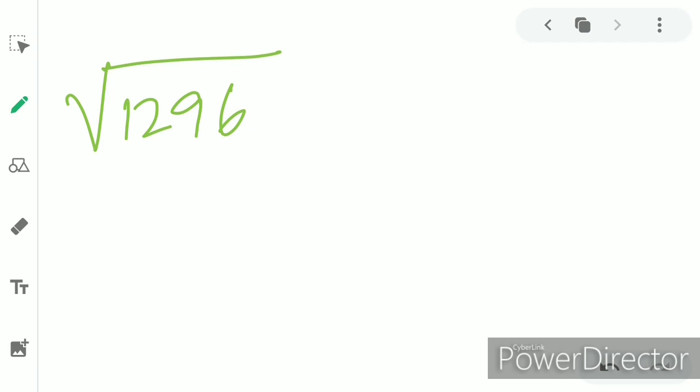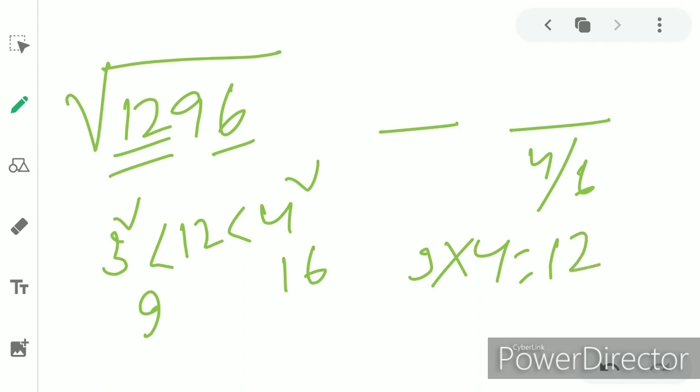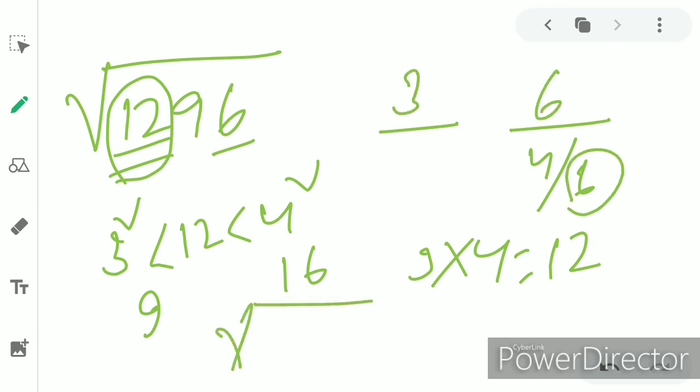Now since it has 4 places, the square root will have 2 places. Now the digit at the units place is 6, therefore the digit at the units place of its square root will be either 4 or 6. Now 12 lies between 3 square and 4 square, that is, between 9 and 16. Now 3 into 4 is 12. As discussed earlier, if the number is greater than or equal to the product, then take the bigger number. Therefore the tens place is 3, and the bigger number is 6, so 36. Therefore square root of 1296 is equal to 36.